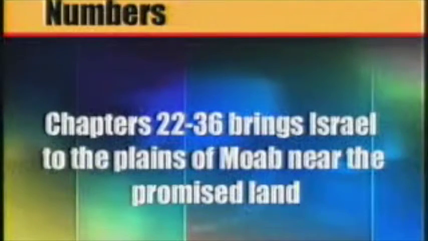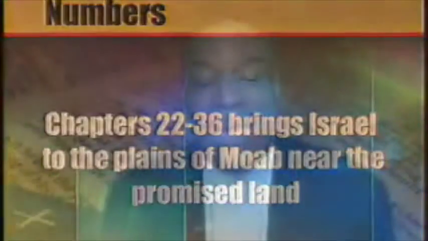Chapters 22 through 36 bring Israel to the plains of Moab near the promised land. Fearful of Israel's advance, the Moabite king Balak summons a diviner named Balaam to curse them. God uses Balaam to bless Israel instead. Israel commits apostasy by worshiping Baal of Peor. Phinehas, the priest, slays the idolatrous. Israel eventually conquers the region.